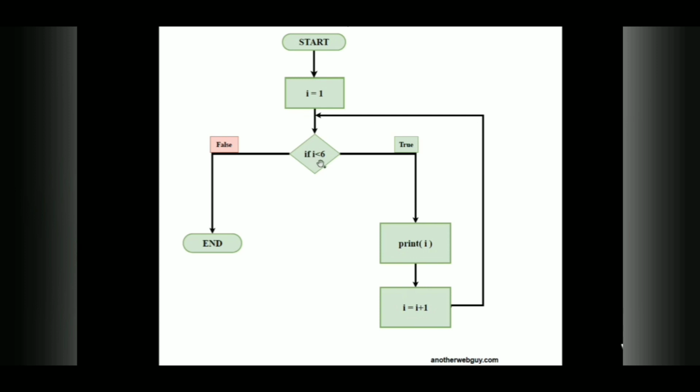Now it is yes, so it follows this path, prints, and increments i by 1, and again it gets back and checks whether it is less than 6 or not. Yes, then it will follow. When i is equal to 6, that means it is not less than 6, and it follows the other path.